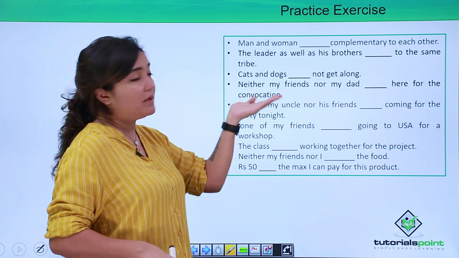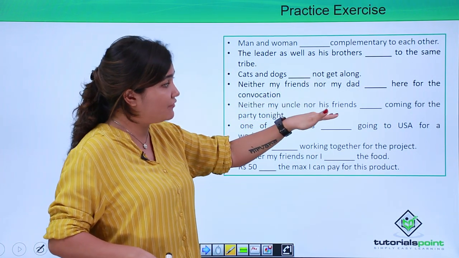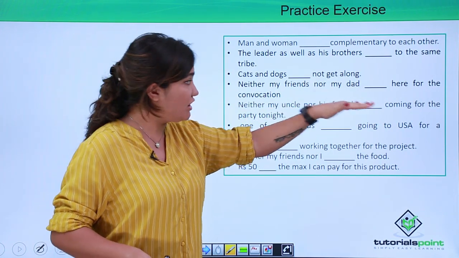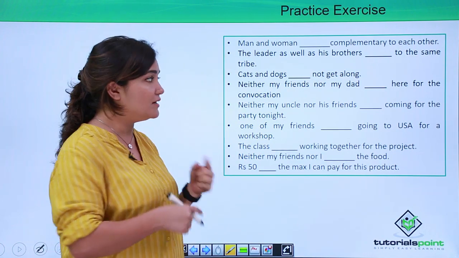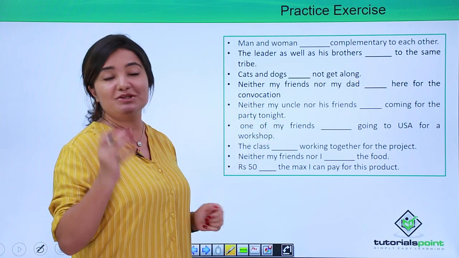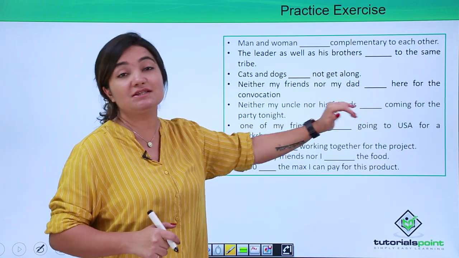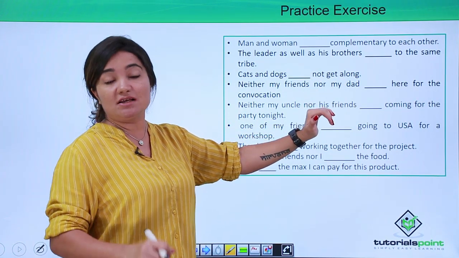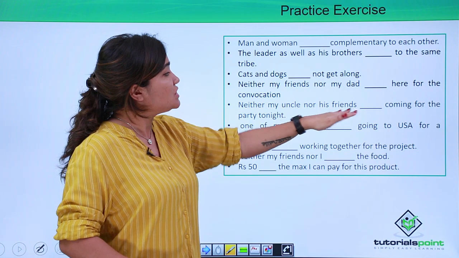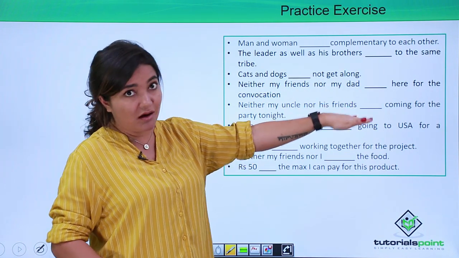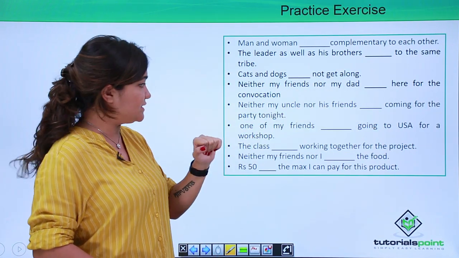Now, neither my uncle nor his friends dash coming for the party tonight. So here it's completely reversed. So what is going to be the answer? Of course, the verb is going to agree with this subject because it is closer to it. Hence, it has the power position, right? So his friends are coming for the party tonight.